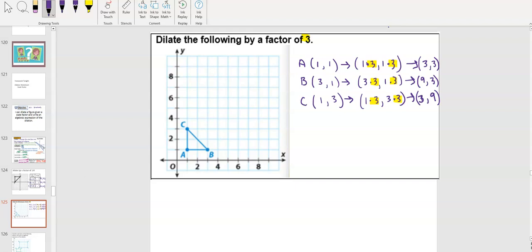So 3, 3 here, 9, 3 here, 3, 9 here. And if I connect these carefully, I now have my larger image. So this is A prime, B prime, and C prime. You can see that my shape is in the same position. It is the same overall shape of a right triangle, but it is not congruent. It is larger than my previous shape.